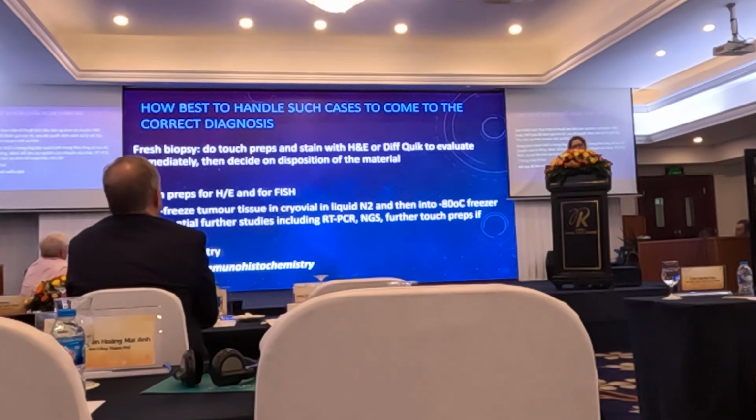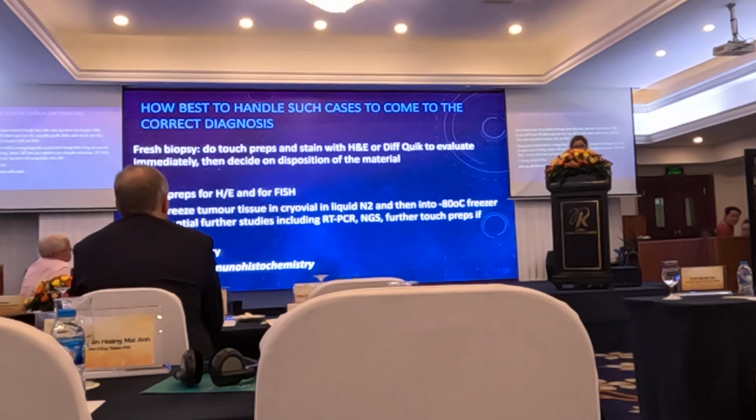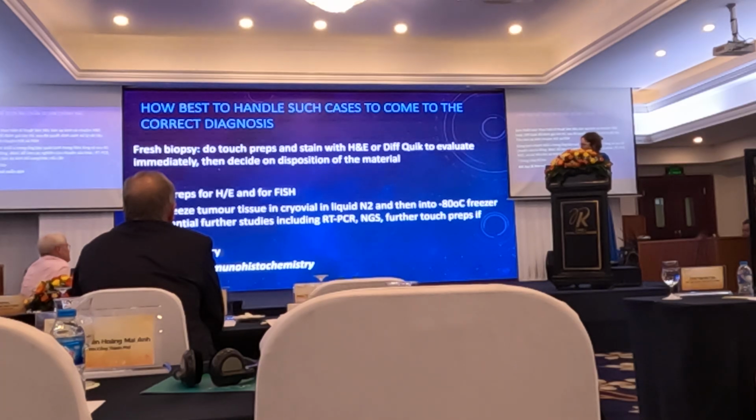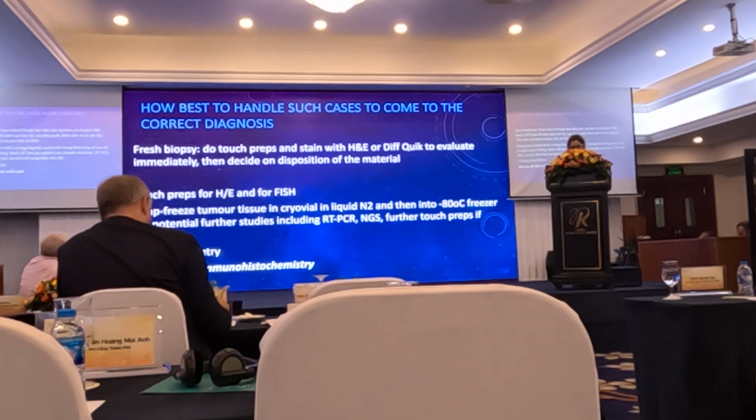So just knowing that much from a touch prep, like I showed you with the Ewing sarcoma, staining up with H&E, and having a look at it informs you quite a lot as to what you're likely to be dealing with. It's not your final diagnosis, but it can certainly give you some ideas of what you want to do with the case going forward. You'll then fix it and process it for histology and immunohistochemistry.